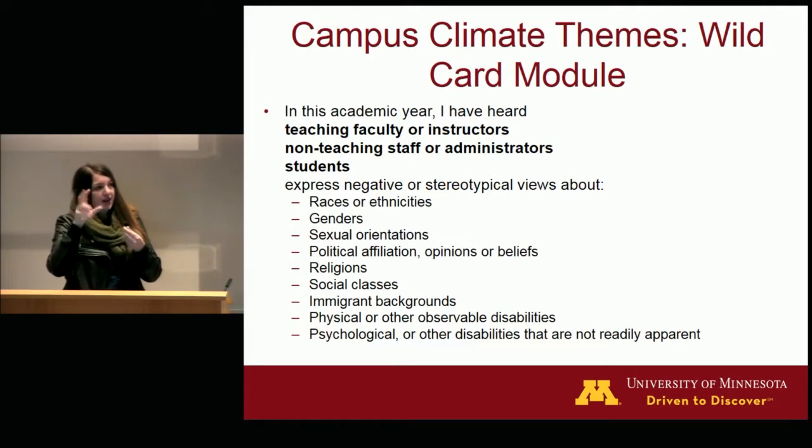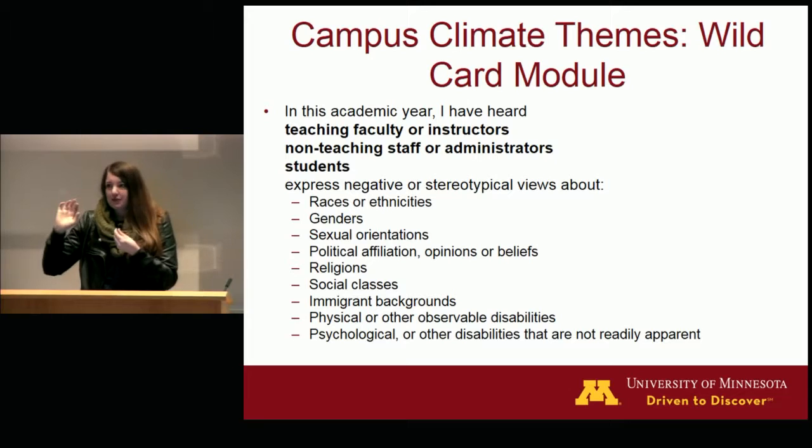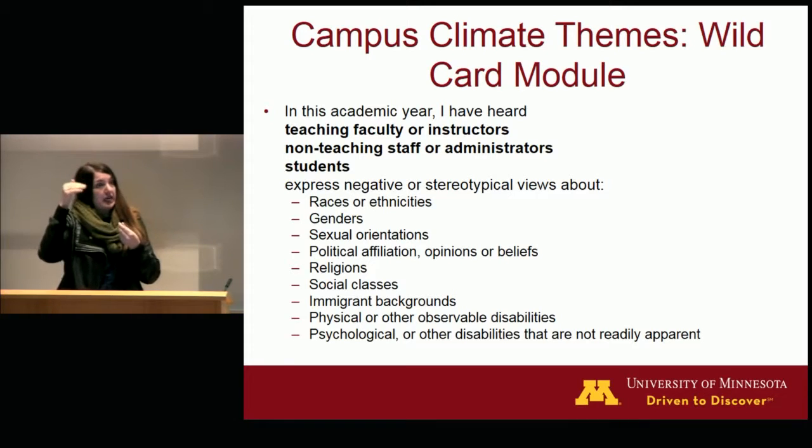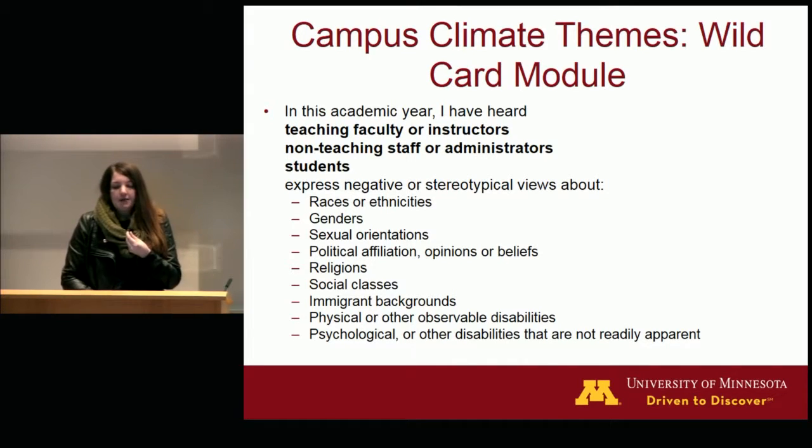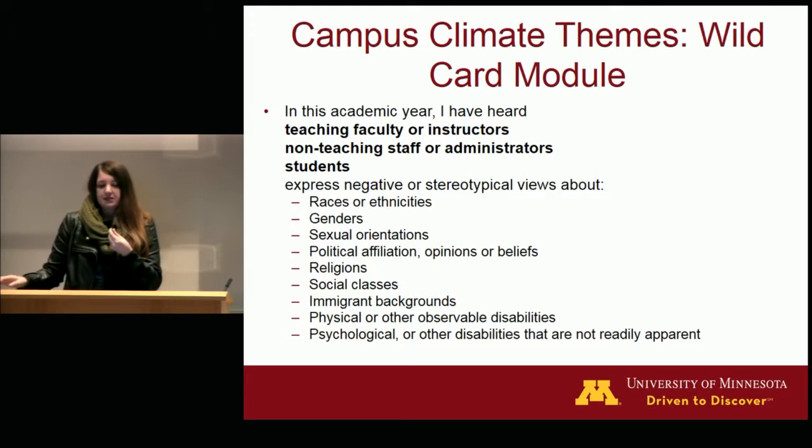So we ask them that for faculty, for staff, and then for students. So there's really like 18 items that are expressed here. And again, this afternoon, I will show that there are very unique differences with regards to where students are encountering these negative and stereotypical points of view, and then from whom they're encountering these negative or stereotypical points of view.